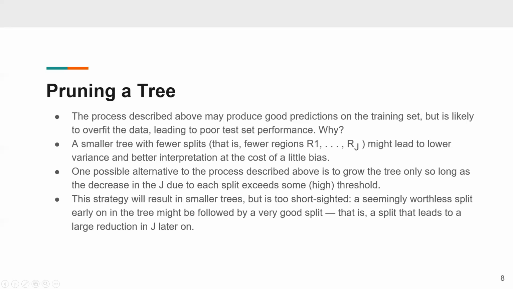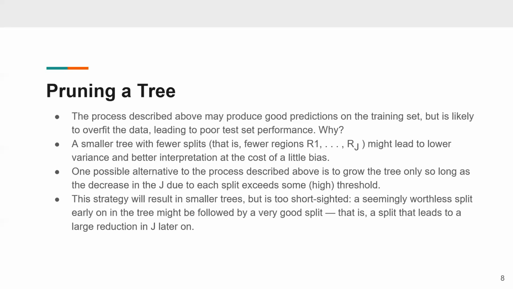So one possible alternative is to grow the tree only so long as a decrease in the J due to each split exceeds some high threshold. So you would stop there, because if you continue to split, you would be able to decrease this J almost to zero. But you can't, because of the overfitting issue, you don't want to continue to split. If you preset a threshold of J, that reduction of that objective function, then you could stop at some point.